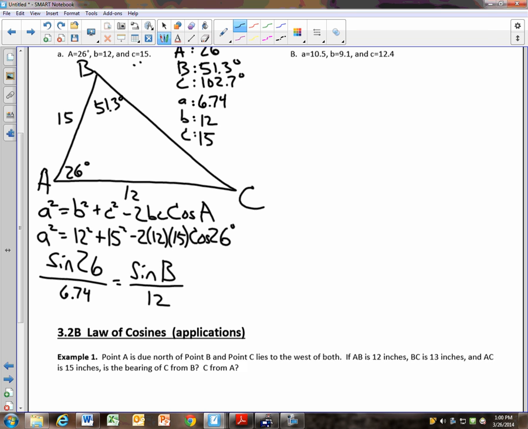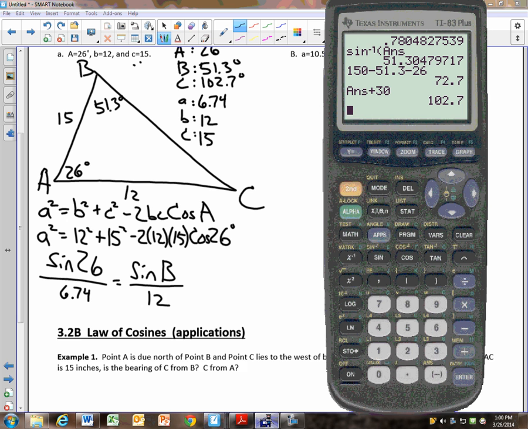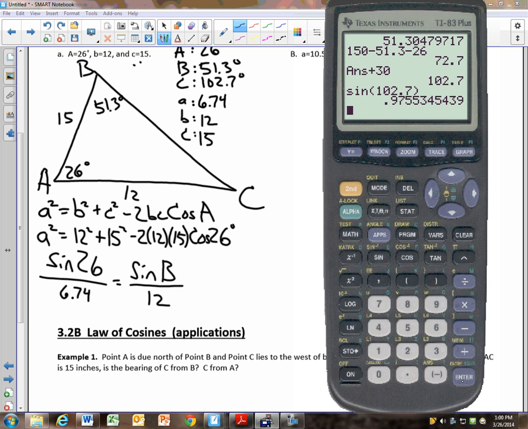Like I said, sine of 102.7. Look at the number you get. You get 0.9755. If we would have inversed that, your calculator doesn't come up with the 102.7. It comes up with the 77.3. That's what we would have gotten, and that's not the correct answer. So, like I said, you got to start with the shorter side when you do that. Yes.